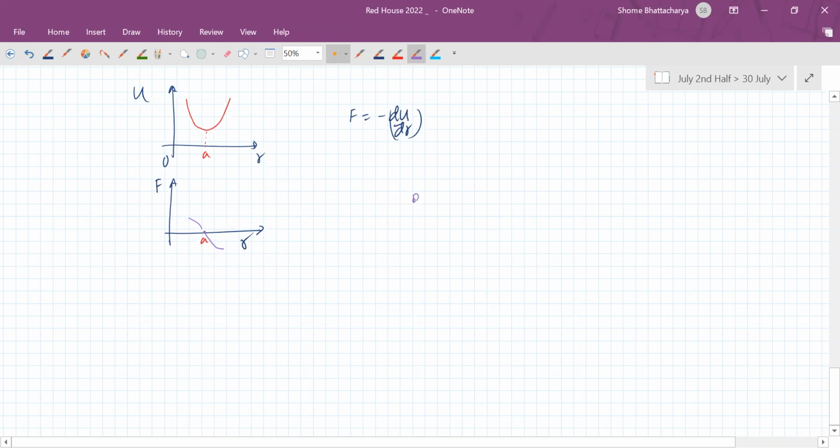So that means if this is the body, if it is at R equal to A, the net force on it is zero. So its acceleration is equal to zero. But the moment I take it to A plus delta R, what happens? The force acting on it is negative. So you can see it has a tendency to come back. The moment I take it to A minus delta R over here, the force on it is positive. So these are restorative forces. So because they are restorative, this becomes a stable equilibrium position.